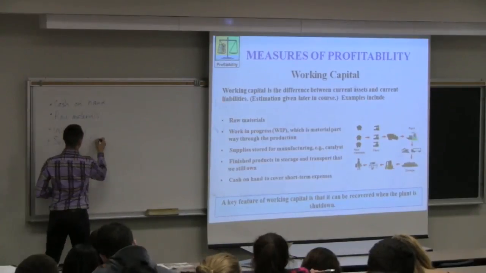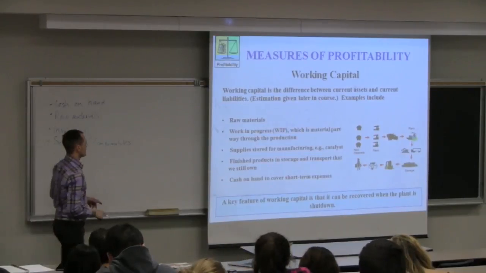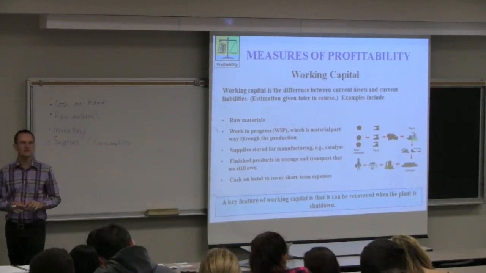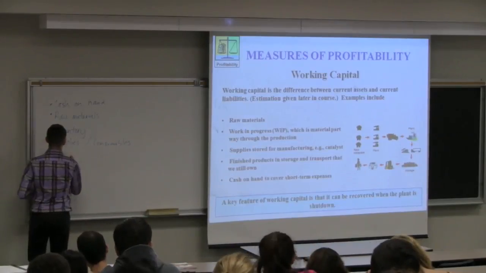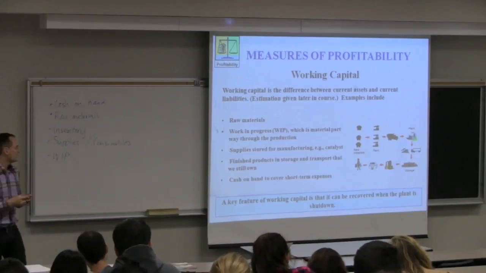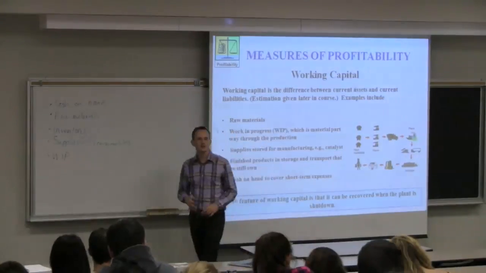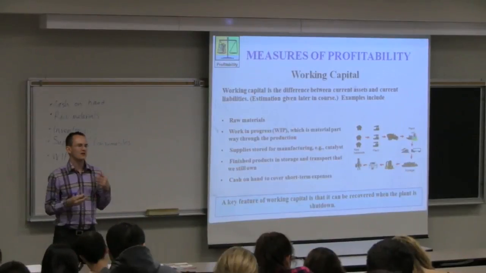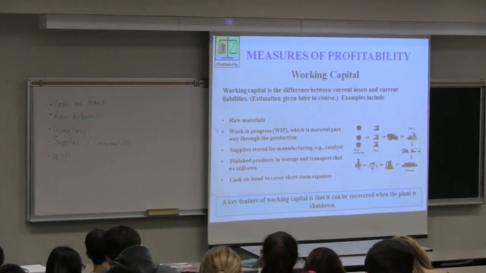So supplies, consumables, finished products in storage that we still own, so inventory, cash on hand to cover short-term expenses, and work in progress, material that's halfway finished. It has some value, but you haven't completed it. The key point that distinguishes working capital is anything that can be recovered when the plant is shut down. That's why, when people mentioned short-term receivables and current assets, I don't know if that's considered working capital. I guess it could be to some extent.